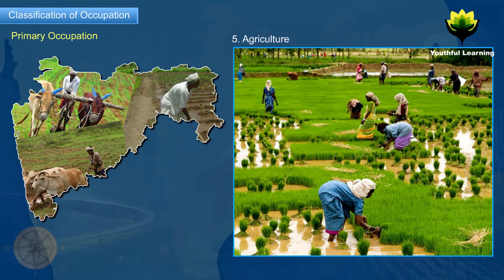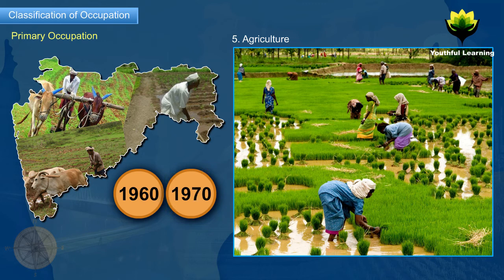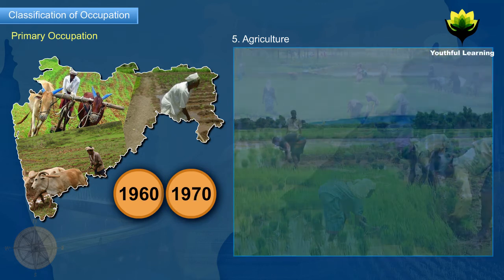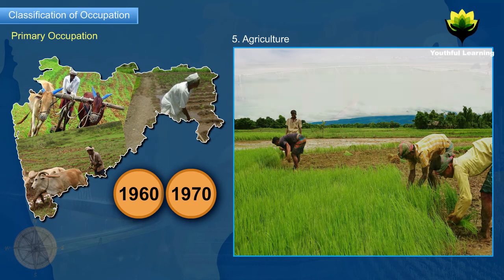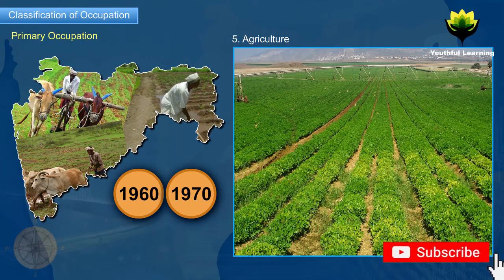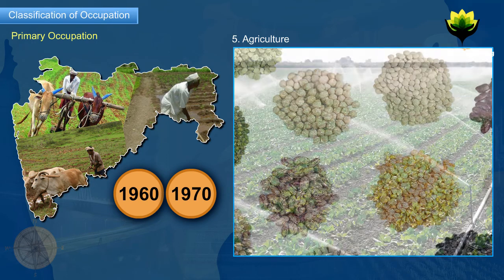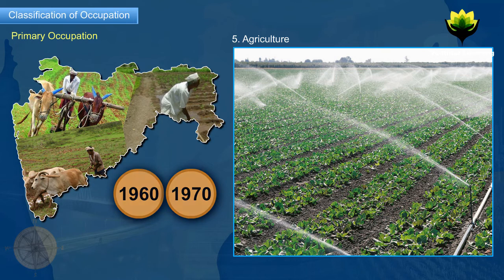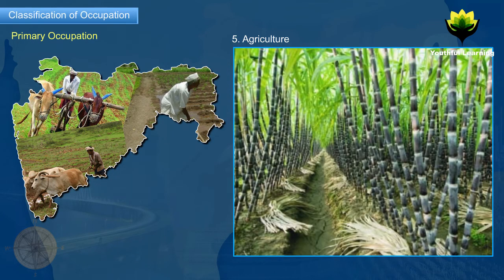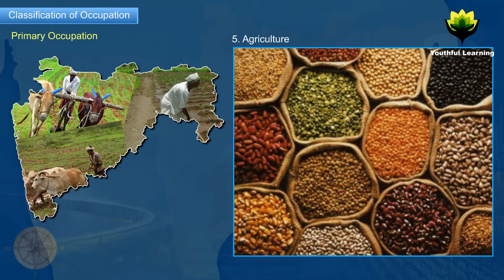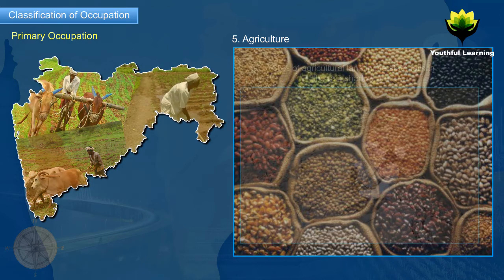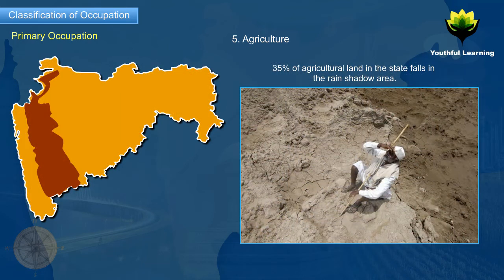Post the Green Revolution in the 1960s and 70s, there was an improvement in agricultural practices, cropping patterns, per hectare production, etc., with an increased usage of fertilizers, pesticides, high-quality seeds, and irrigation. Today, the area under cash crops is increasing, whereas that under food grains is decreasing. Almost 35% of agricultural land in the state falls in the rain shadow area.